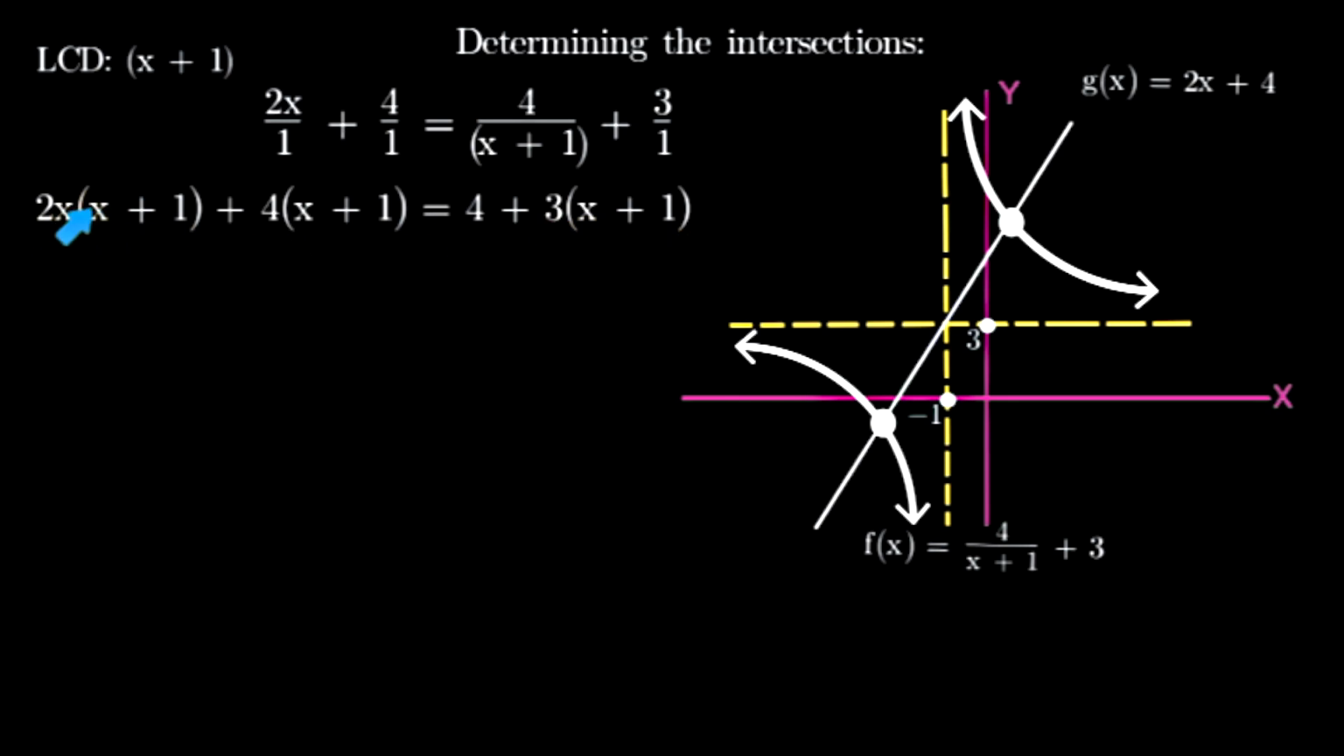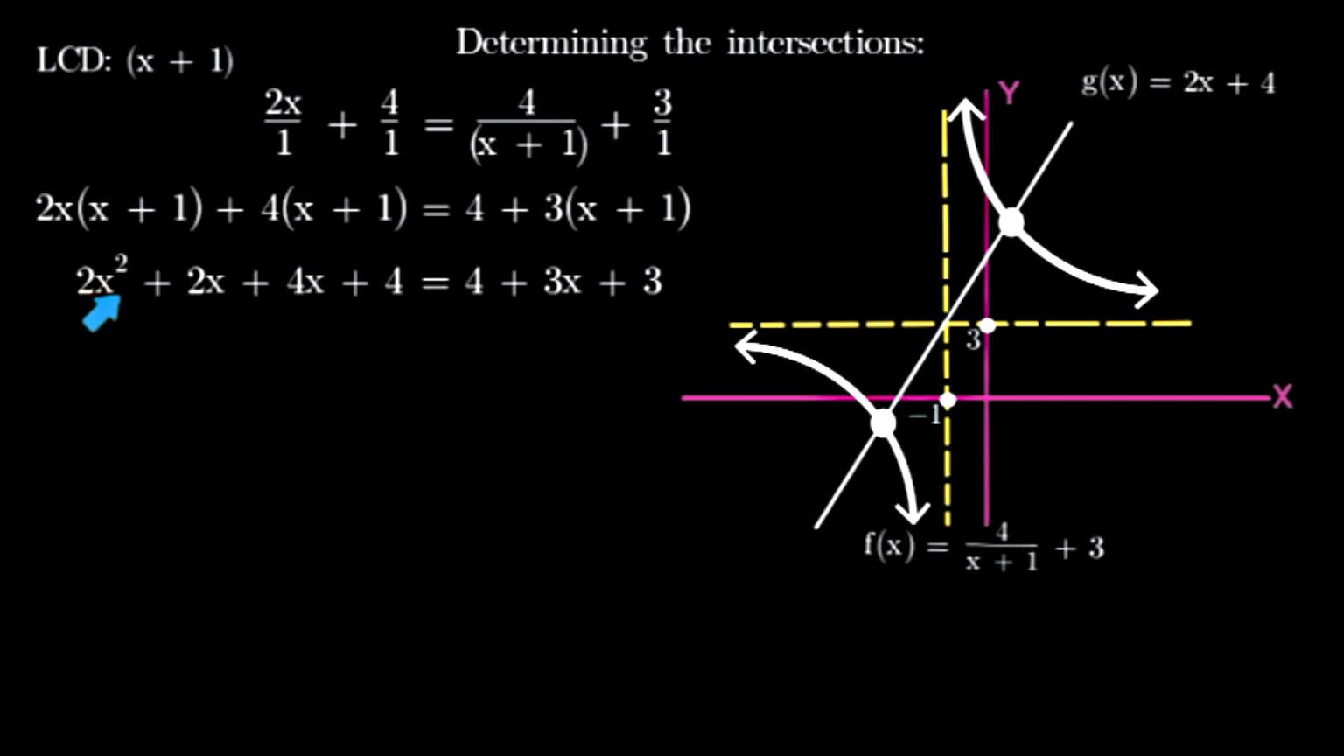Now we can use the distributive law in each one of these terms. So 2x times x is 2x squared, 2x times a positive 1 is plus 2x, and then we do the same for this term. So a positive 4 times x is plus 4x, and plus 4 times plus 1 is plus 4. We write down the equal sign. This 4 can be written down, and then we do the distributive law for this term as well. So plus 3 times x is plus 3x, and plus 3 times plus 1 is plus 3.